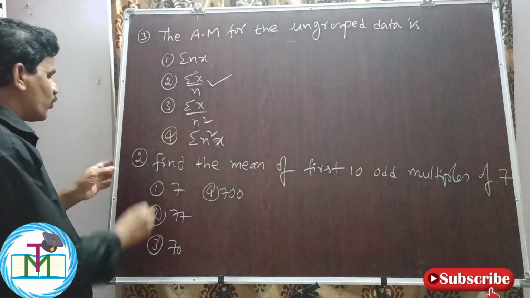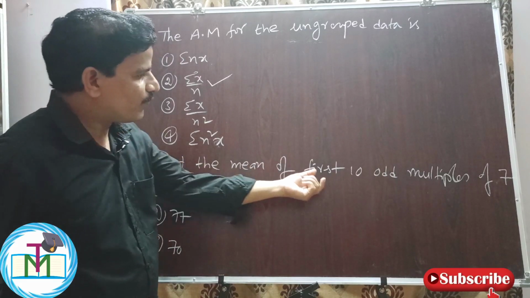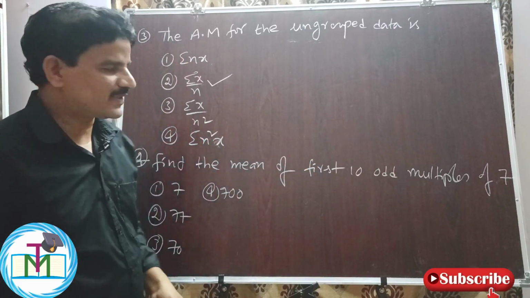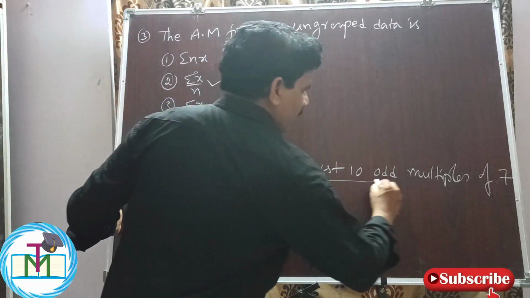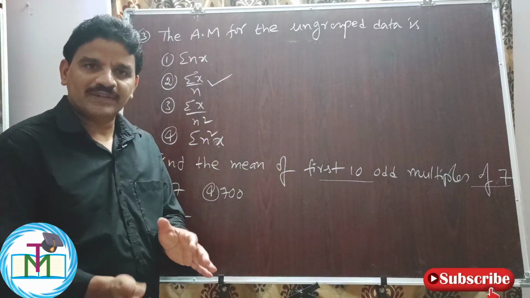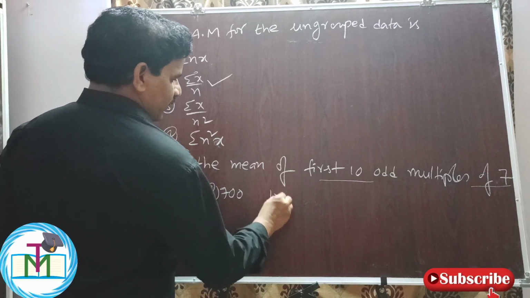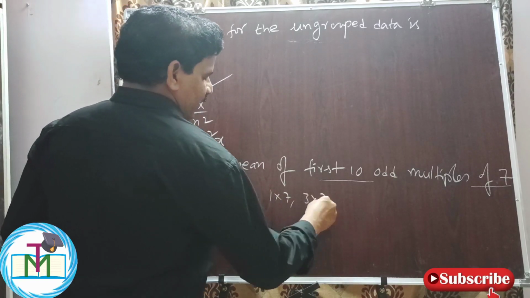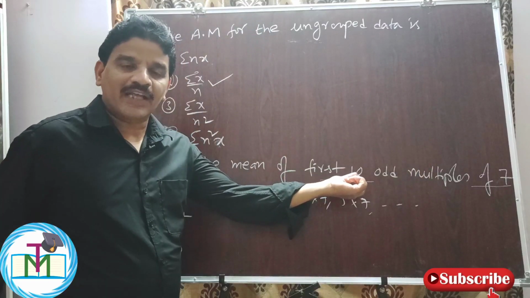Now question number 4. Find the mean of the first 10 odd multiples of 7. What are odd multiples of 7? 1 into 7, 3 into 7, 5 into 7, like that. Let us see here: 1 into 7, 3 into 7, 5 into 7 and so on. I want 10 odd multiples.